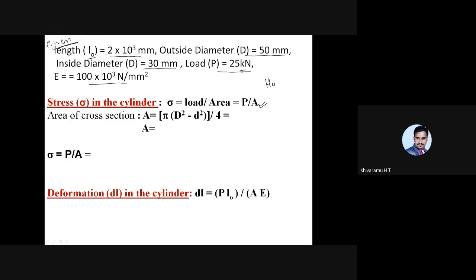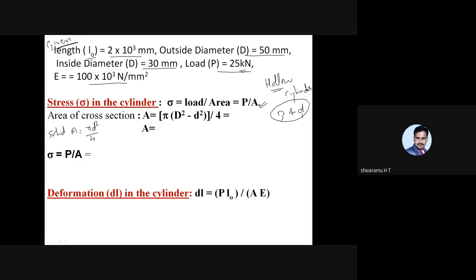Here in the given question, it is a hollow cylinder, not a solid cylinder. For a solid bar, the area of the cross section is pi d square divided by 4. But here it is a hollow cylinder, so we need to consider the outer diameter, capital D, and the inner diameter, small d. So the area of the cross section will be pi into D square minus d square divided by 4.